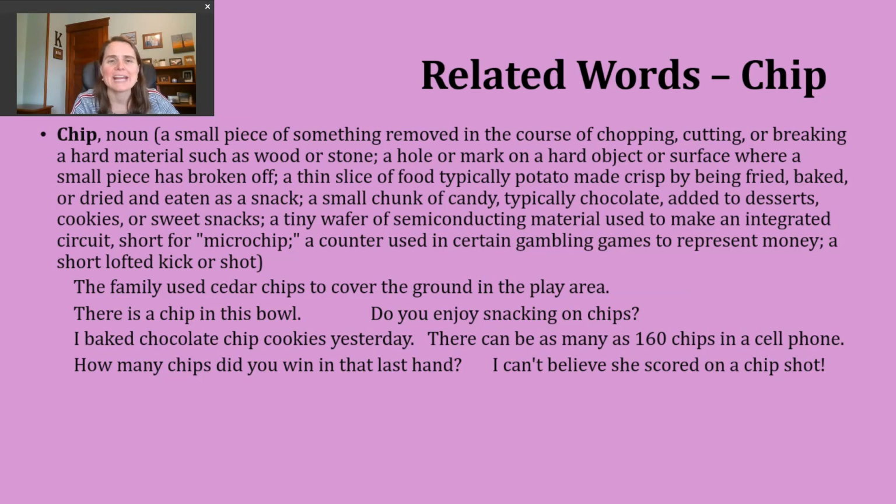A fifth way to use the noun chip is to talk about that tiny wafer of semiconducting material that's used to make integrated circuits. Again, this is most commonly referred to as a microchip, but sometimes that does get shortened down. So an example of this in a sentence could be, there can be as many as 160 chips in a cell phone.